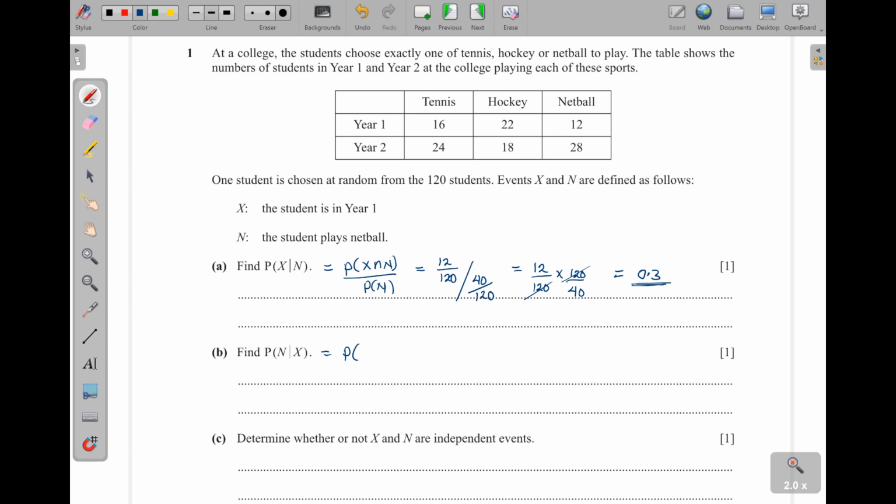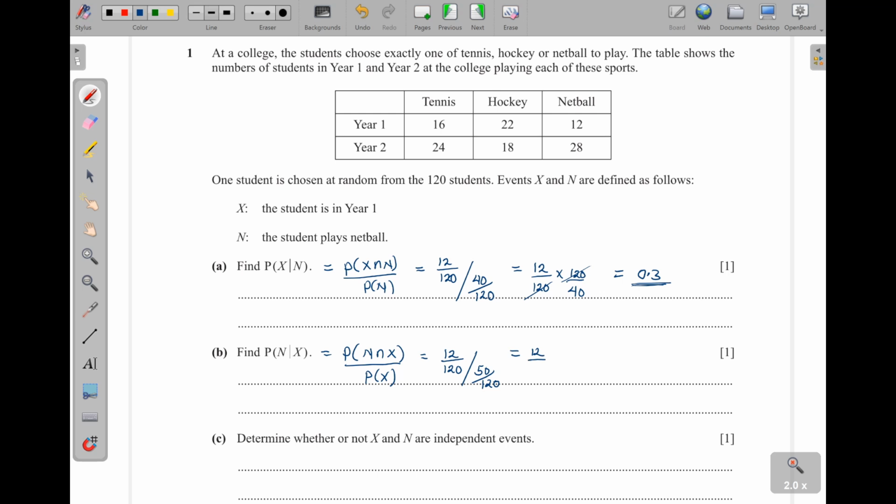This one is the same as N intersection X. Probability of N intersection X is the same as probability of X intersection N, and we have gotten it as 12 out of 120. Then probability of X, the student who is in year 1. So year 1, they are all of these. So 16 plus 22, that one will give us 38. 38 plus 12, that one will give us 50. So this will be 50 out of 120.